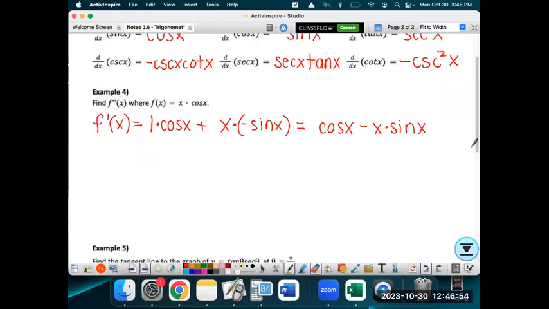If you have questions at all while you're doing this, make sure that you write them down. Taking the next derivative of cosine is just negative sine. But then when I look at the next term, I have a product. So I will have to use product rule again. I'm going to treat this as a negative x and a regular sine. So derivative of negative x is negative 1 times regular sine. Then I'm going to write down my negative x times the derivative of sine.